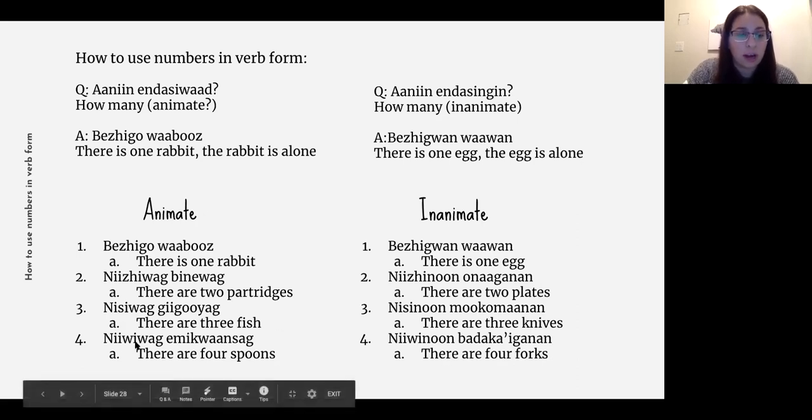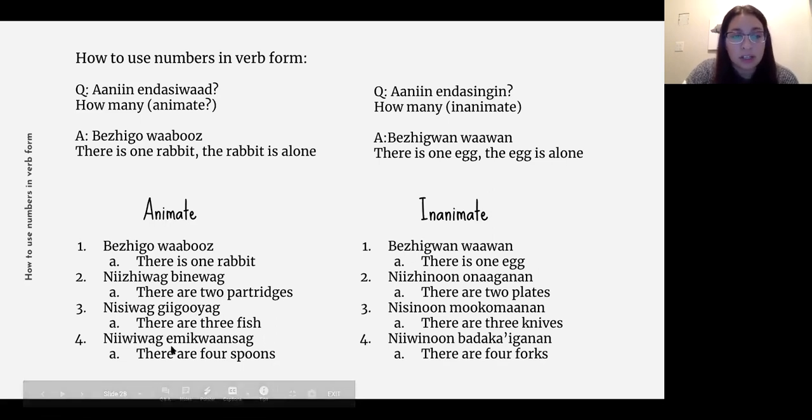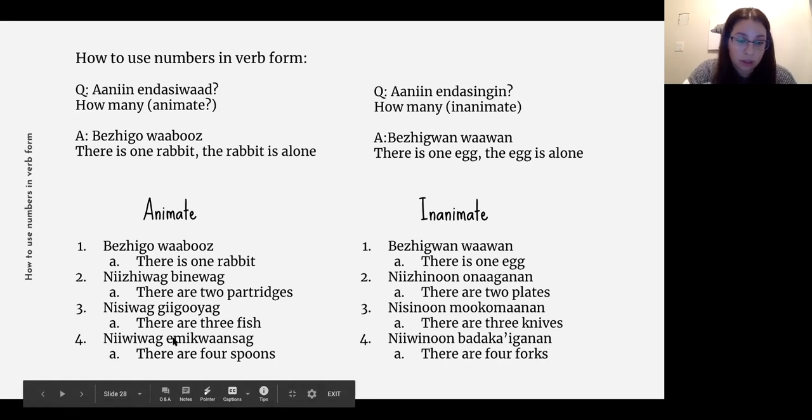So four. How do you say there's four spoons? Spoon is actually an animate word. So what you would say is niwi, which is four, niwiwug, because it's animate, eme kwanzug. In this case, it's S-A-G. So niwiwug eme kwanzug. There are four spoons.